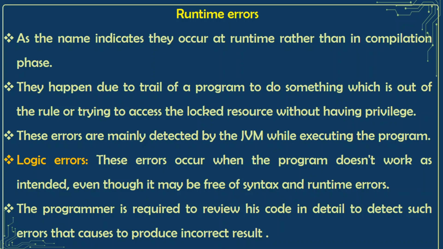Such type of error occurs when the program doesn't work as intended, even though it may be free of syntax and runtime errors. Such errors may be free from both syntax and runtime errors, but they are not providing the intended output. They are just providing us the wrong output, even though they are correct in both syntax and runtime. They are somehow difficult to correct. So the programmer is required to review his code in detail to find such errors that cause them to produce unintended or incorrect results.